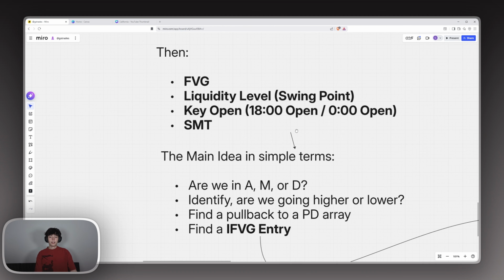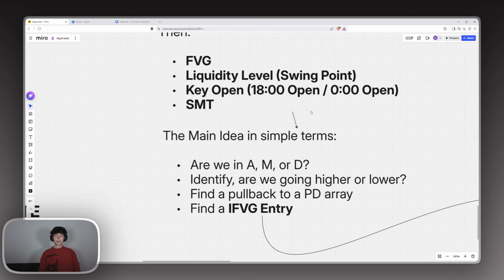Anyways, so now, what is the main idea of this strategy? Are we in accumulation, manipulation, or distribution? Super simple. Are we consolidating? If so, I'm not going to trade. Are we manipulating? I'm not going to trade. Are we distributing? Yes, I'll trade. Now that I know we're distributing, are we going higher or lower? Literally look at the chart. Are we going up or down? Let's say we're going lower.